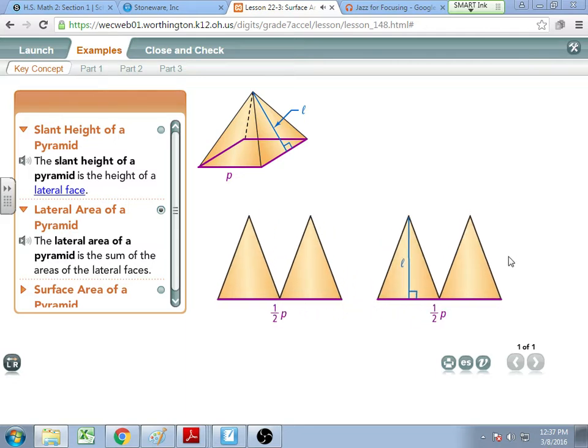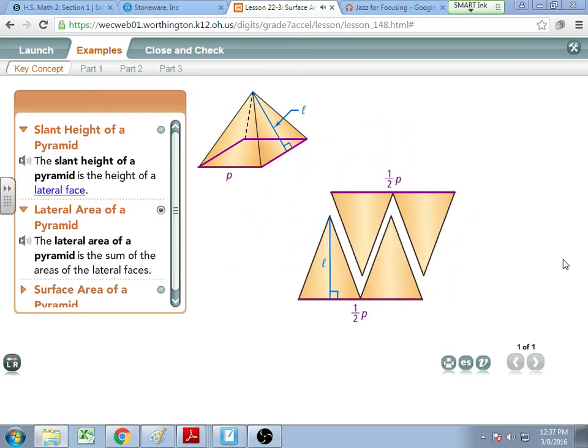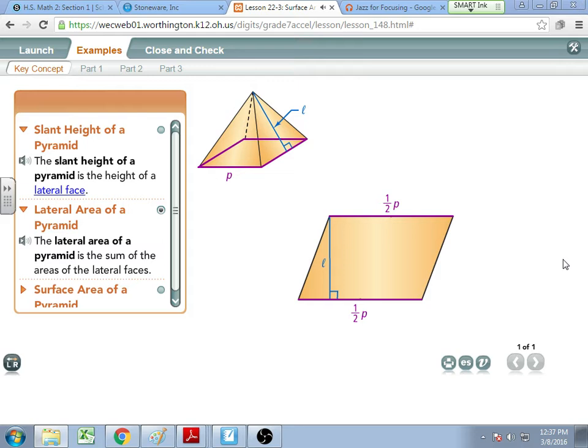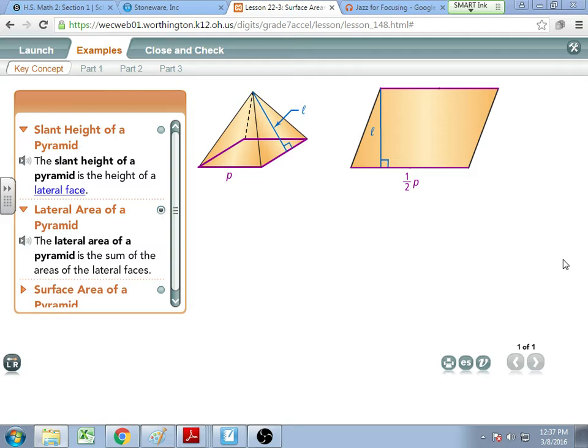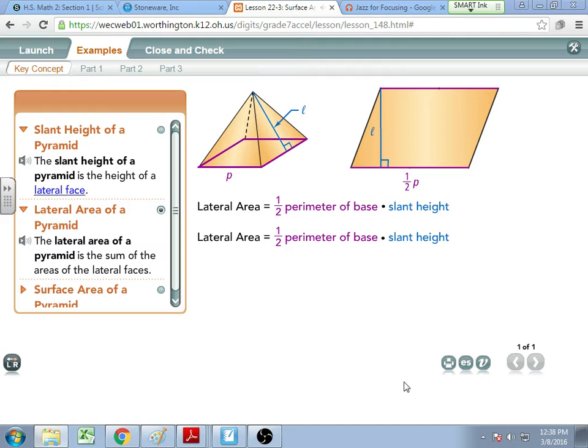You can form a parallelogram by splitting the triangles into two halves and putting them back together. The lateral area of the pyramid and the area of the parallelogram are equal. So the lateral area of the pyramid equals the base of the parallelogram times the height of the parallelogram. The base of the parallelogram is 1/2 the perimeter of the base of the pyramid, and the height of the parallelogram is the same as the slant height of the pyramid. So the lateral area of a pyramid equals 1/2 the perimeter of its base P times its slant height L.